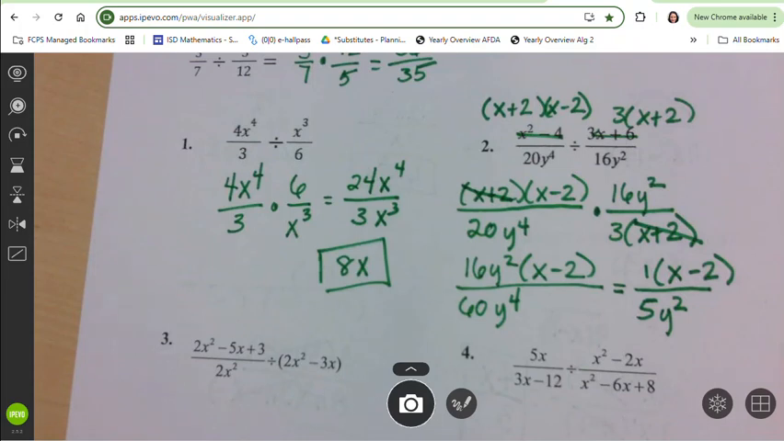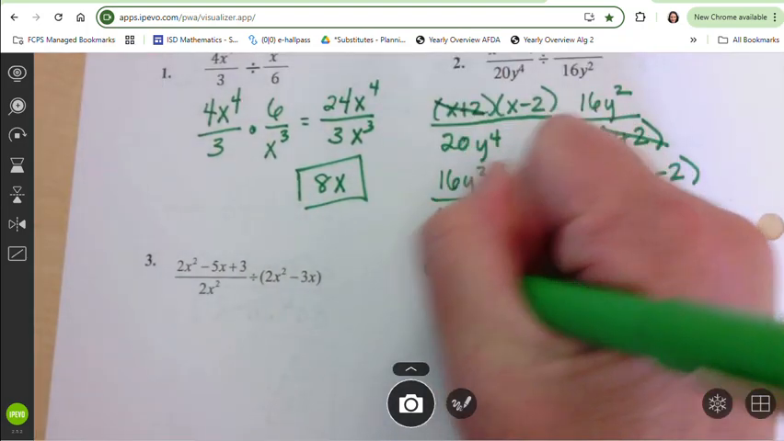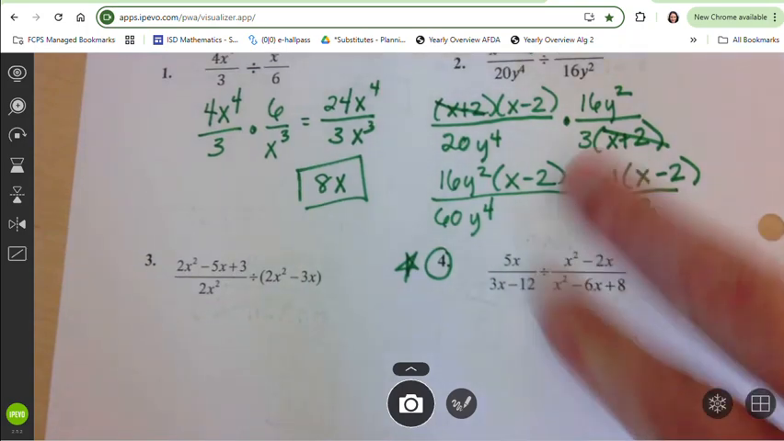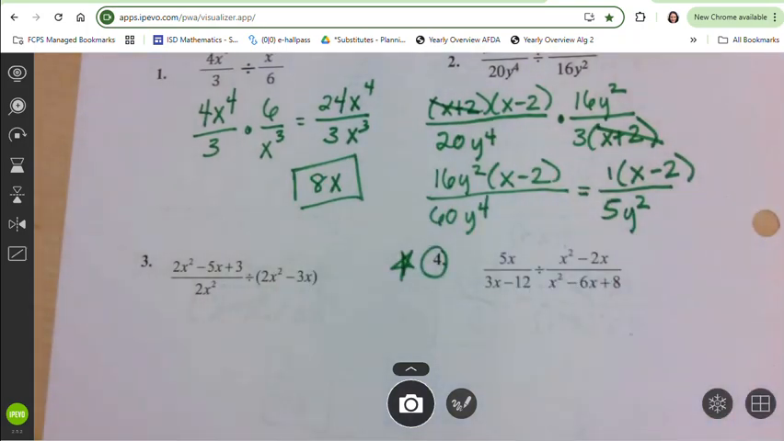All right, I want you guys to try problem 4. There's a couple things tricky about problem 3, so we'll go back to that one. But I want you guys to try problem 4 right now. So remember, you're going to factor everything you can factor. You're going to do the reciprocal of the second fraction and change divide to multiply.